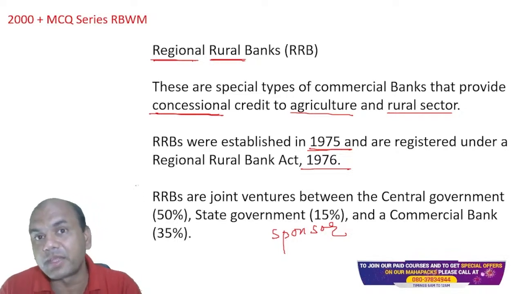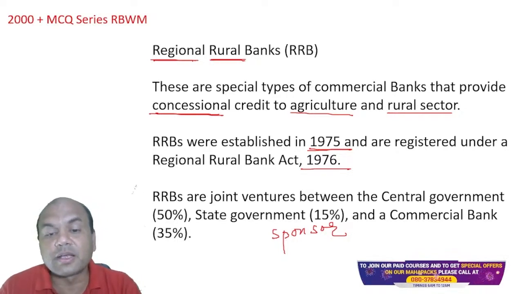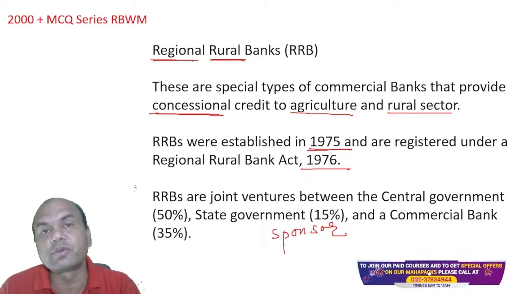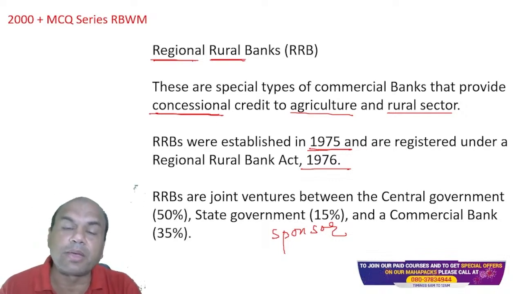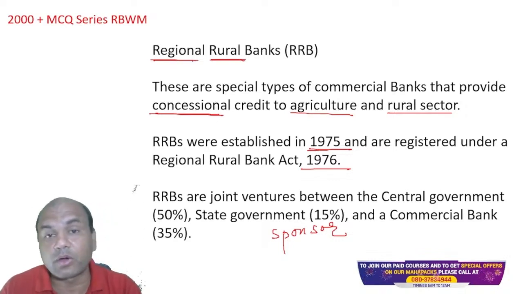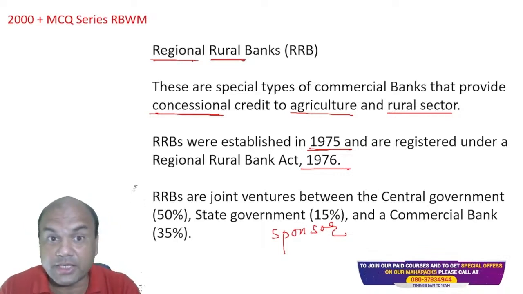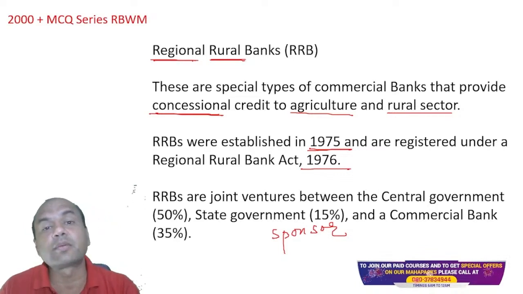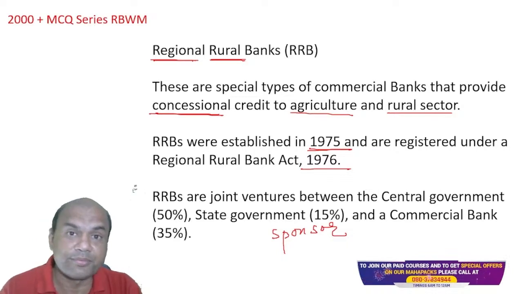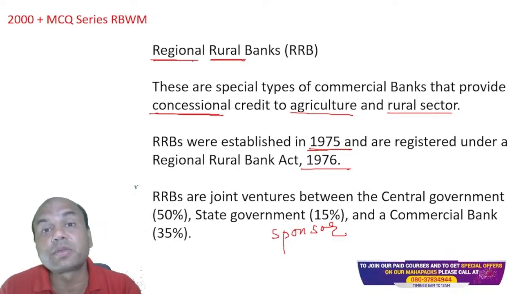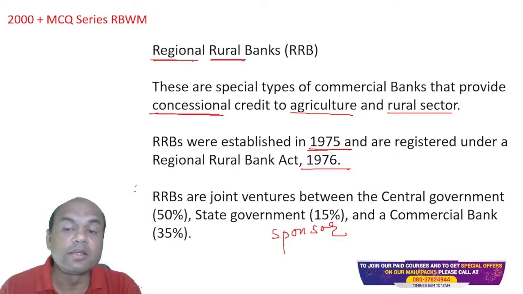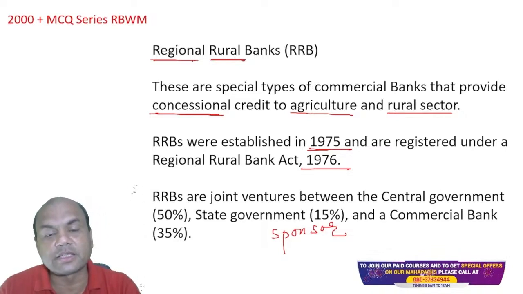Right now, what is happening? The government is coming up with a thought process: why should these be kept this way only? Can't these RRBs be a separate bank altogether, with no sponsor bank? Can't they work like this? All the RRBs can be combined in India. So this is a thought process. But from the exam point of view, remember the central government, state government, commercial bank, and these proportions.